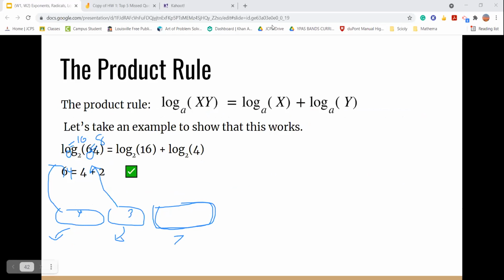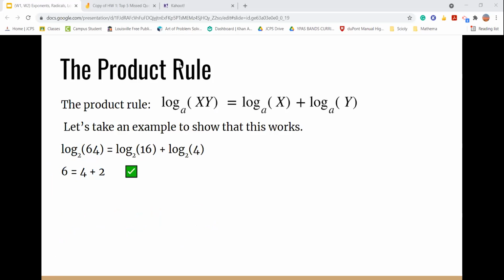So what we're saying is that the product rule is when I have log base a of xy. xy is just a number. It's not x times y, it's just xy. You can split this up into log base a of x plus log base a of y. So xy is not x after y, it's just a number by itself.